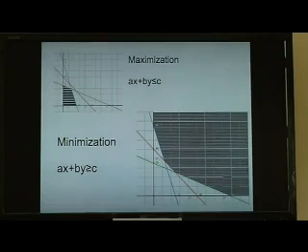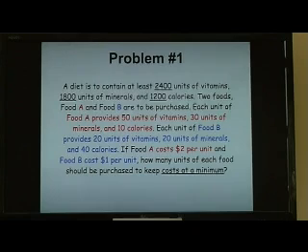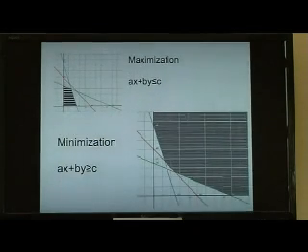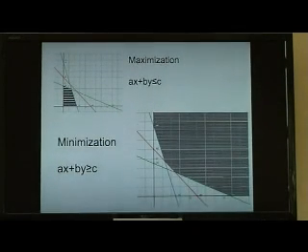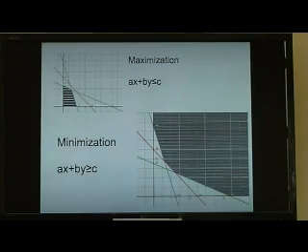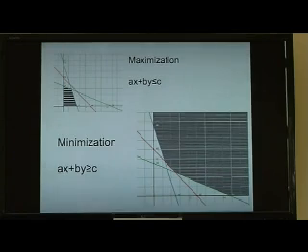Minimization linear programming problems. First, write the objective function. Then write the constraints. For minimization linear programming problems, the constraints are of the form ax plus by is greater than or equal to c. Since the variables are non-negative, include the constraints x is greater than or equal to 0 and y is greater than or equal to 0.